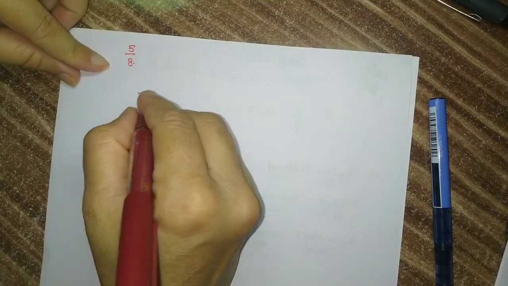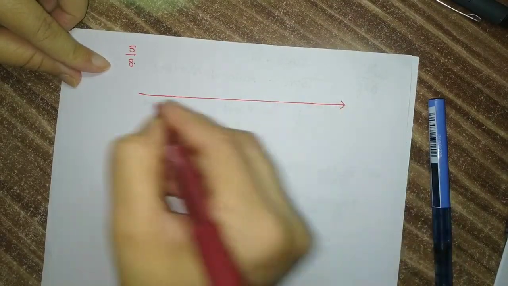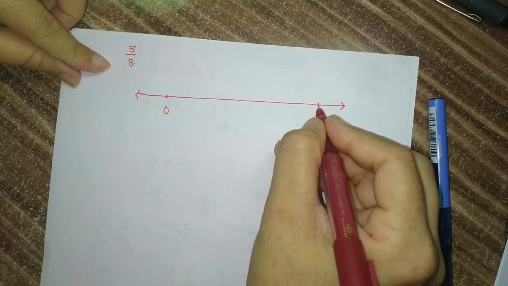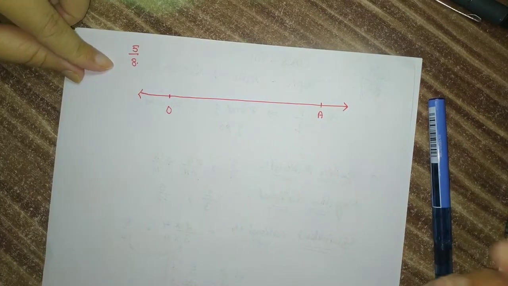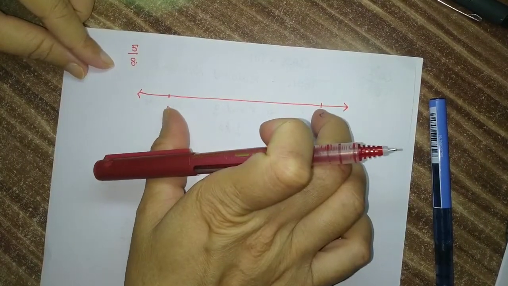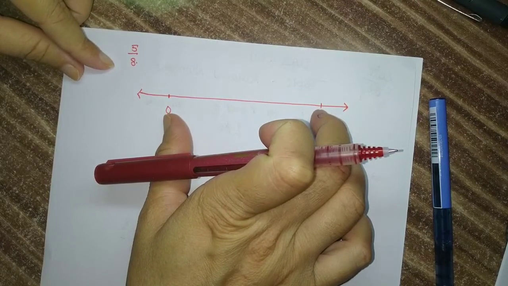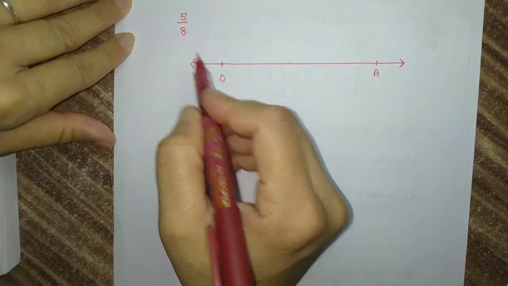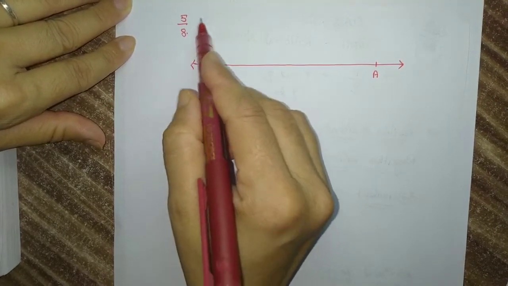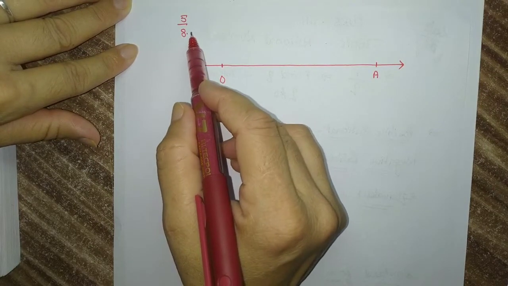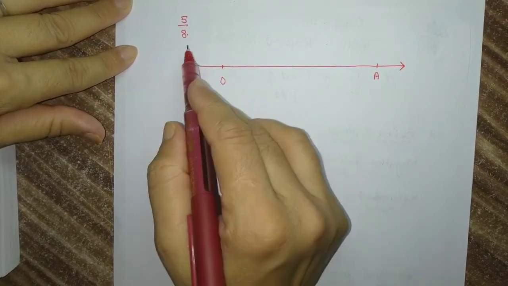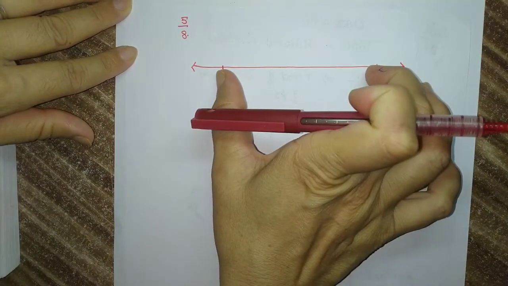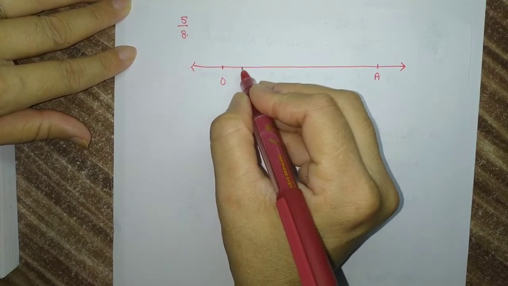So first you draw a line and here mark the 2. Here is O and this is A. Now whatever OA distance you have taken on the number line, divide this distance into 8 equal parts. But before that you have to observe the number in the form of a proper fraction. Proper fraction means the denominator is bigger than the numerator. So that means this number comes between 0 and 1 only. Okay, so now divide into 8 equal parts.